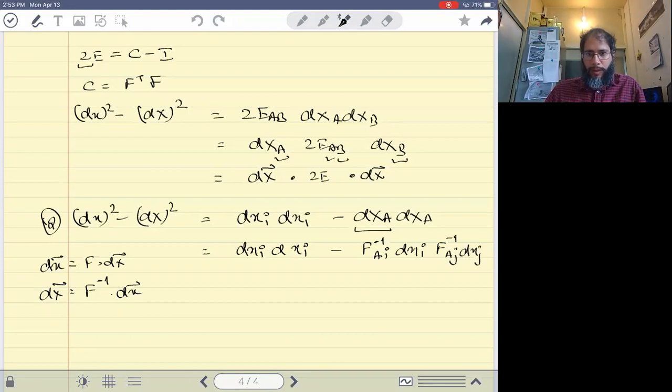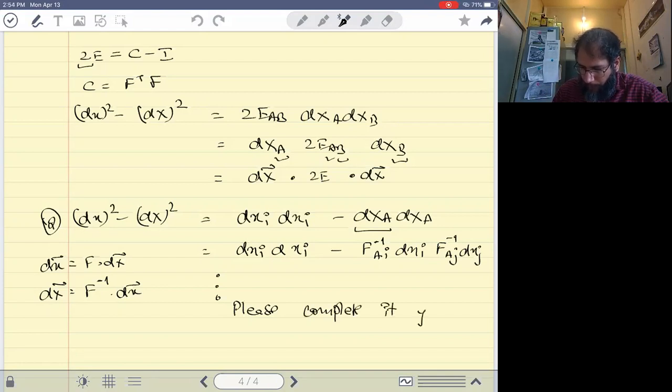So you can complete the steps now. You can rearrange the terms and so on, and finally simplify this. If you get confused, please refer to the book. The book clearly carries out all the steps. And finally, what we get is, we are able to write this difference in the squares of the lengths as d small x times twice small e times d small x.